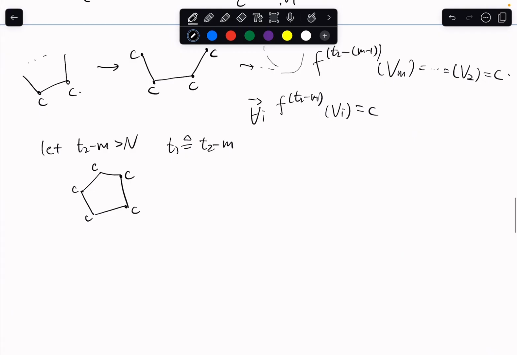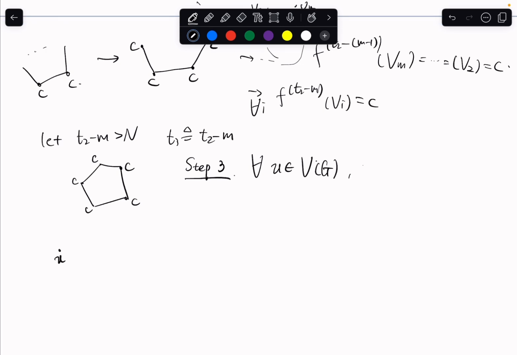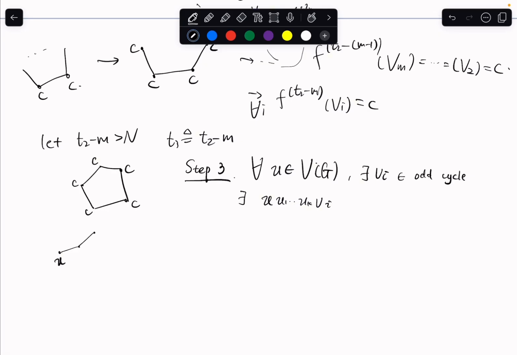Then after this step, we go into step 3, which is to show that all of the points of this graph are c. For any u belonging to V(G), the vertex set of this graph, there will exist vi from the cycle. Well, there exist u1 to uk, vi. Yeah, that's this. Here it is.